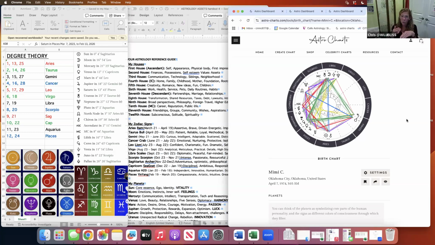And the chart ruler, because your ascendant is in Capricorn, chart ruler is Saturn. Saturn is in your 6th house. That makes your 6th house even more important. I'm really glad that we're doing this webinar on Jupiter and Saturn. They're really, really, really key players in your chart.